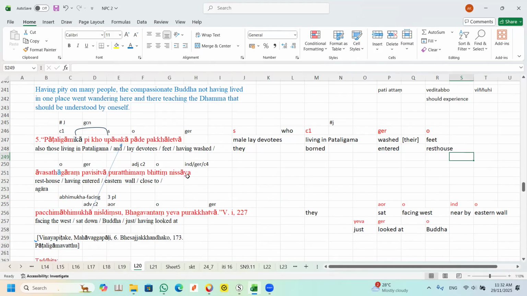Otherwise, this will be put into accusative. Since it is never put in accusative, because this is accusative as the object, and this is the object, it has to be in declension. That means nearby. Can you see the word Puratimang? That means this is an eastern wall. That means they sat facing west, nearby the eastern wall.